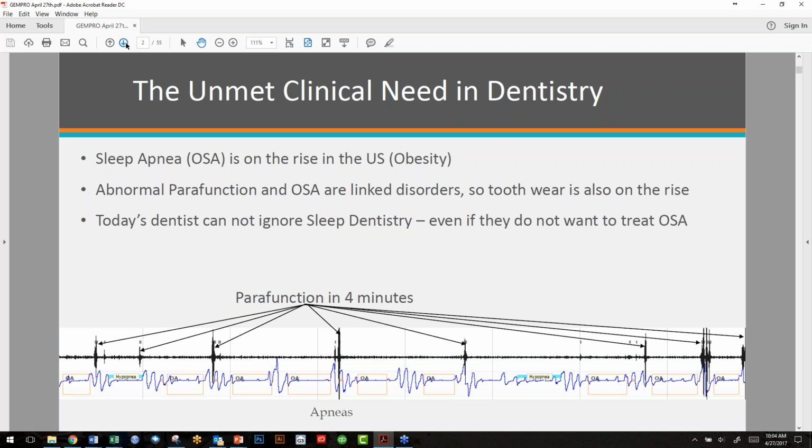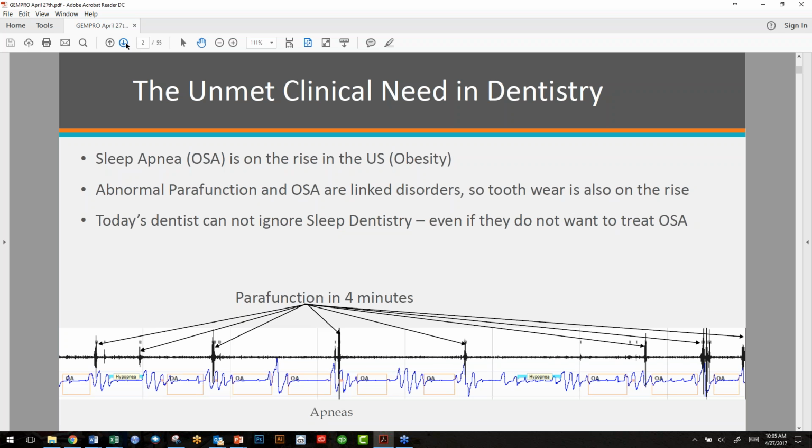The image you're looking at says parafunction in 4 minutes. On that image, those orange boxes are apneas. There are some blue lines there. Those are hypopneas. Those are types of airway issues. And just above it is the surface EMG. You can see that after almost every single one of those apneas or hypopneas, there's a parafunction or a clench.